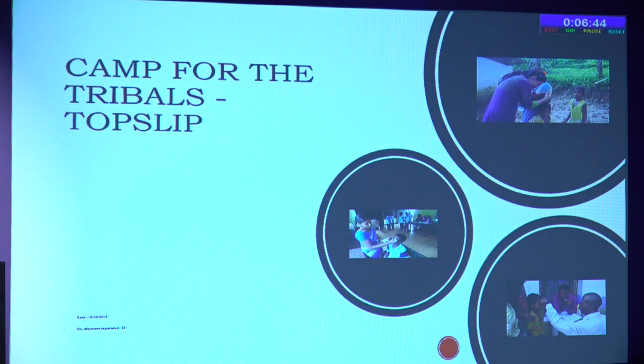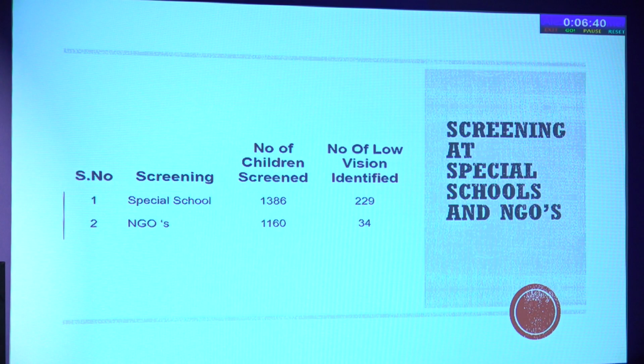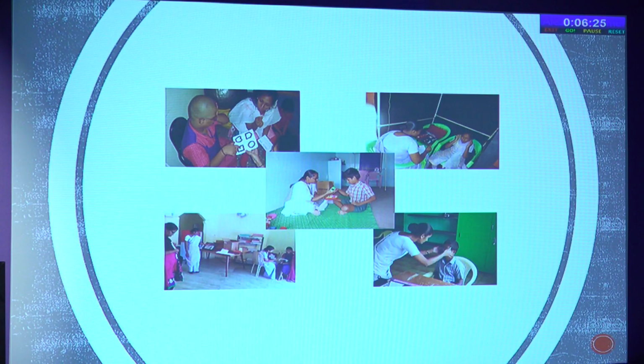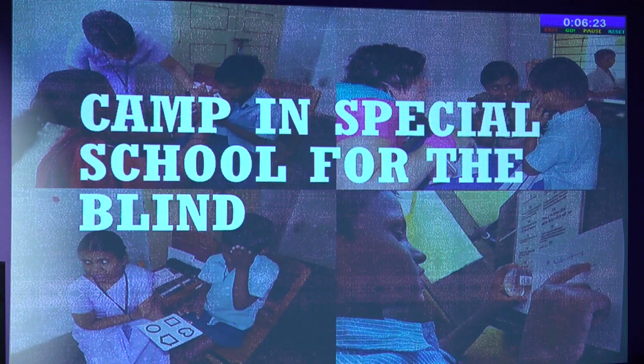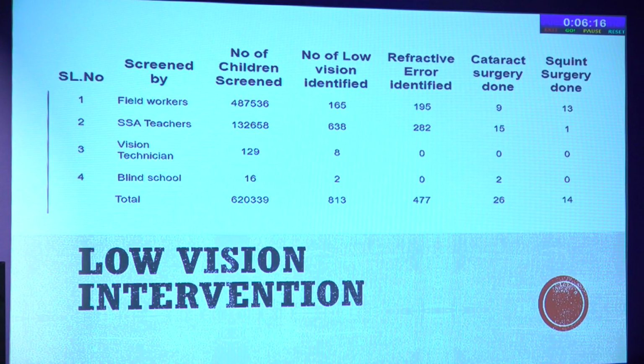We had done camps even in far-flung areas as a part of this project, including camps for the tribal population in remote areas, and special schools and non-governmental organizations were also screened, where we found a lot of children with multiple disabilities also having low vision, like children with autism and cerebral palsy, who were identified and given appropriate services. And these were the camps in the special school for the blind, where we could identify a few children, and also a few children who had cataract and were operated on as part of the project.